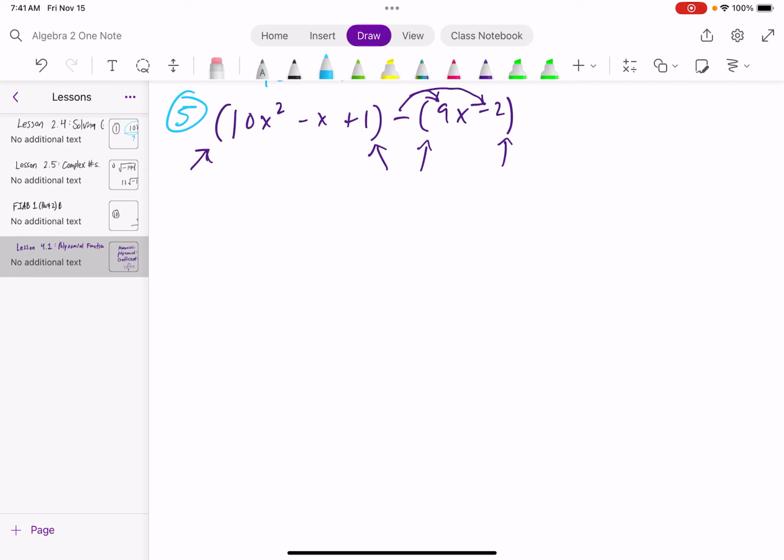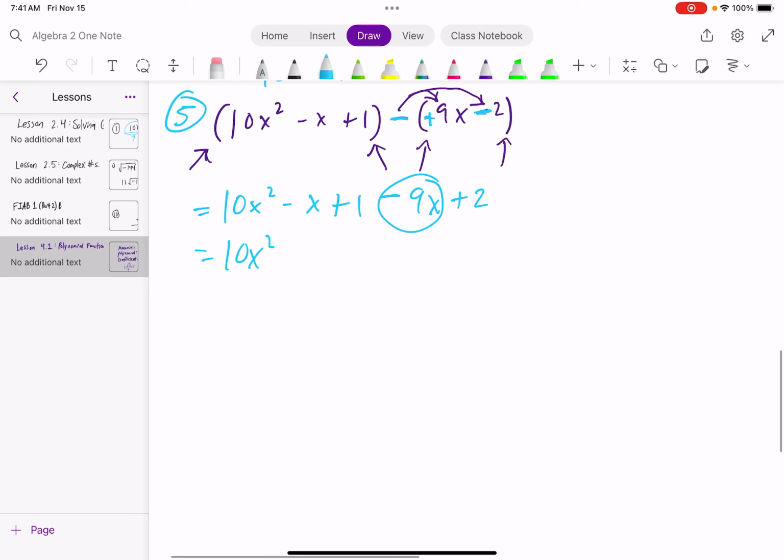So we're going to have 10x squared minus, right? See how this is a positive 9x times negative? That negative sign is going to make it a negative, so minus 9x. Same thing. Negative times another negative is going to be a positive 2. So the signs just flip. Now I don't need parentheses. And I could do 10x squared, right? And then I have a minus 9 minus 1, so it's a minus 10x. 2 plus 1 is 3. Okay? That is the answer.